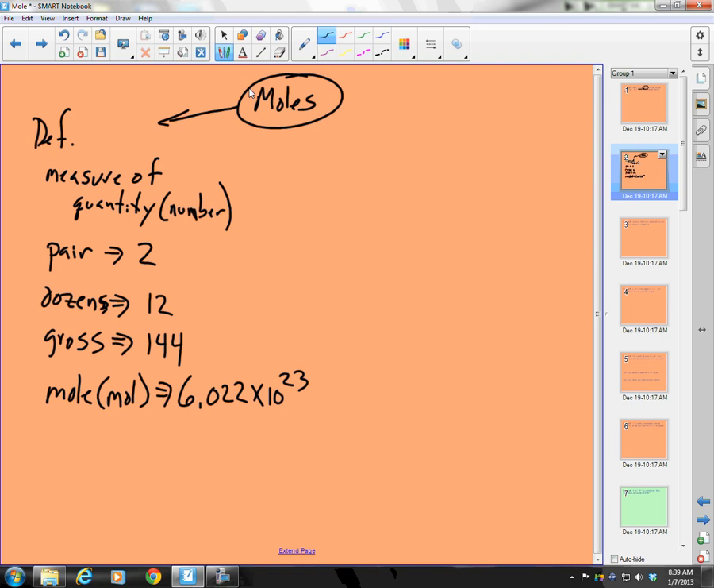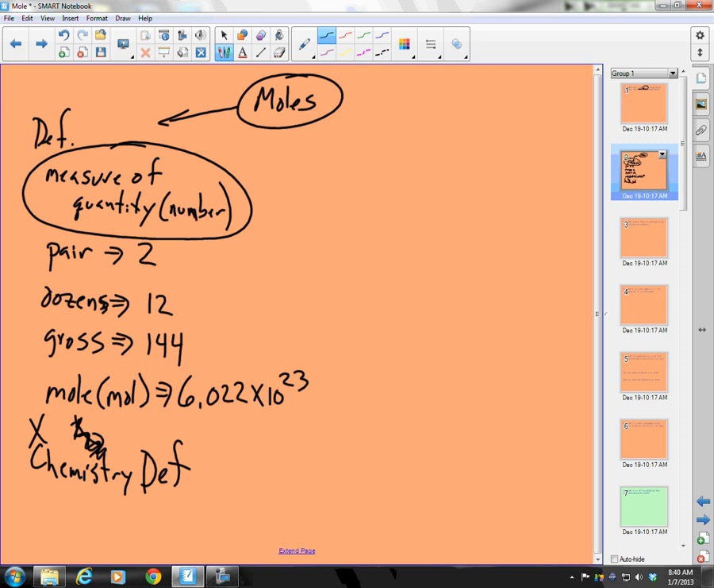Now, what are my units for this? My units for the mole are, well, they can just be anything. Now, this is kind of the general definition of the mole, a measurement of number, a measurement of quantity, but I don't think that'll get you points. Here is your chemistry definition, and this is the one I want you to know.